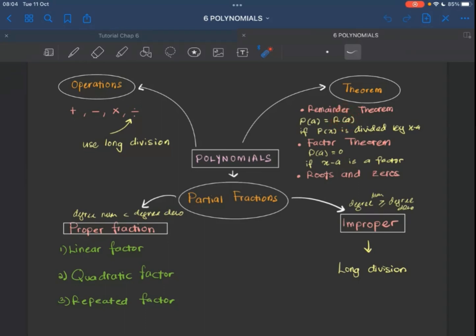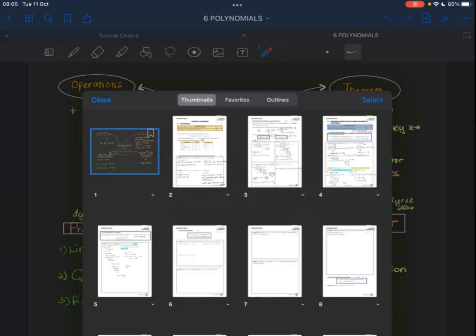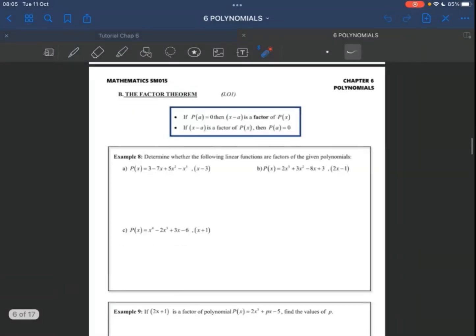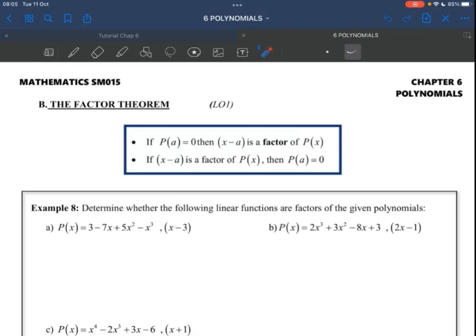So for today, apa yang kita akan tengok ialah factor theorem. Okay, factor theorem. If P(a) equals to 0, then x minus a is a factor of P(x), or vice versa lah. Kalau x minus a is a factor of P(x), then P(a) equals to 0. Okay, so whenever the question said x minus a is a factor of P(x), terus buat P(a) equals to 0.